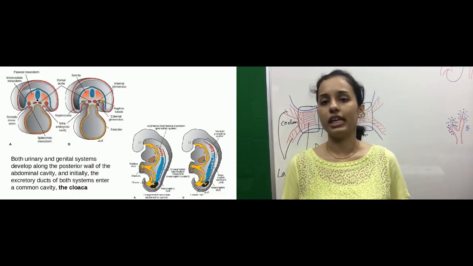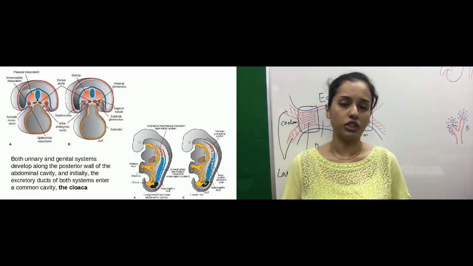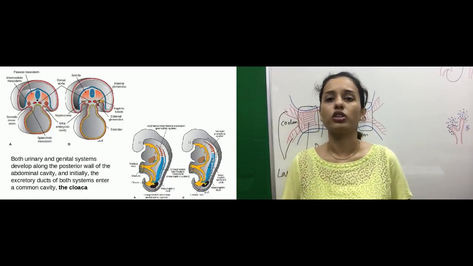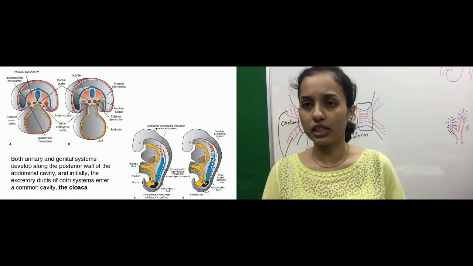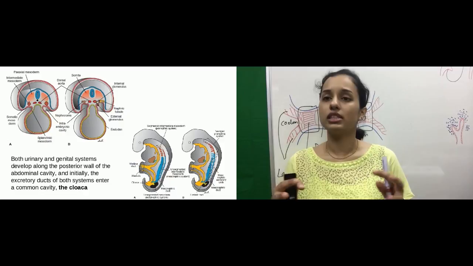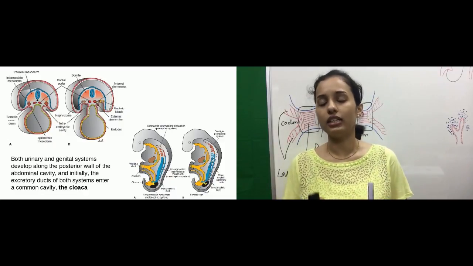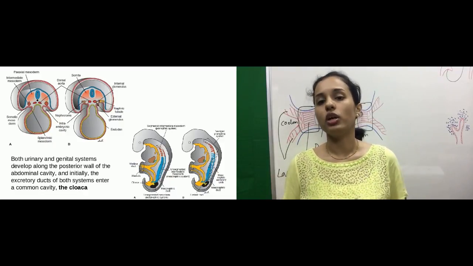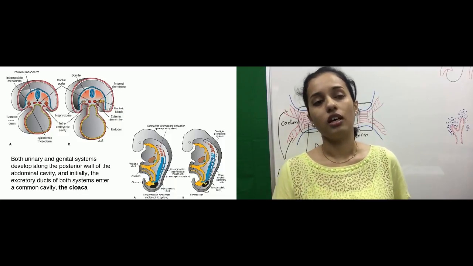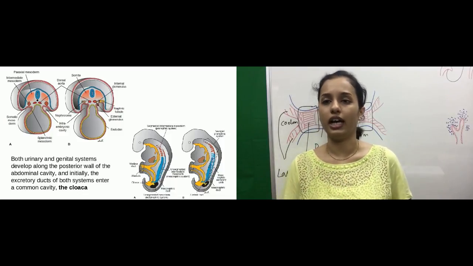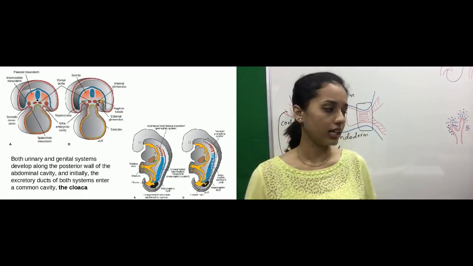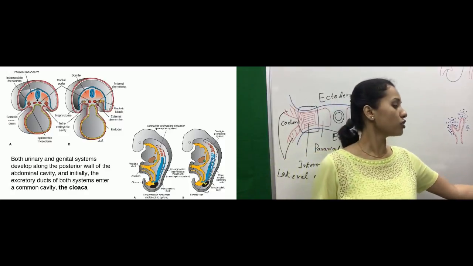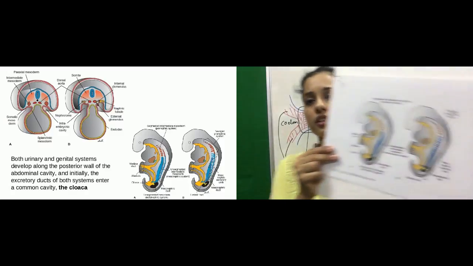Both urinary and the genital system develop along the posterior wall of the abdominal cavity, and initially at the earlier weeks, they open into a common cavity which is at the terminal end of the hindgut. That part is called as cloaca. I would like to show in the picture here.